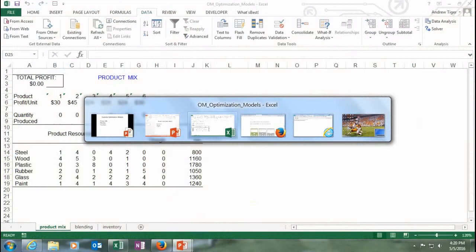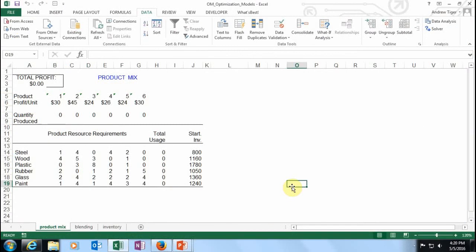So let's jump into Excel, and I'll make these problems available to you. This file is called OEM optimization models. And again, these are not required. You're not going to need to do homework on these. These are just getting you used to thinking about optimization in a spreadsheet and going through the steps.